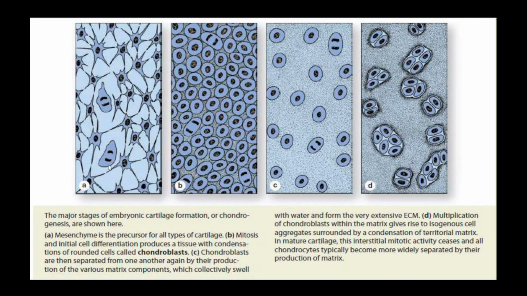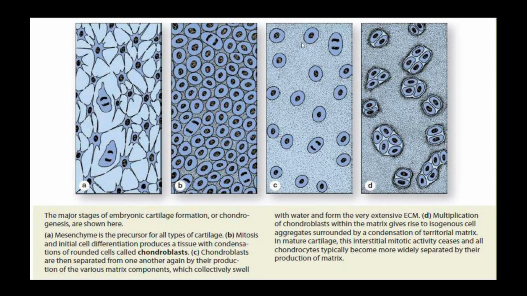A mitotic figure is visible, to symbolize that these are very actively dividing cells. Mitosis and initial cell differentiation produce a tissue with condensation of rounded cells called chondroblasts. The chondroblast cells are also mitotically active and generate a new layer of cartilage. Chondroblasts are then separated from one another by the production of various matrix components, which collectively swell with water and form the very extensive extracellular matrix.